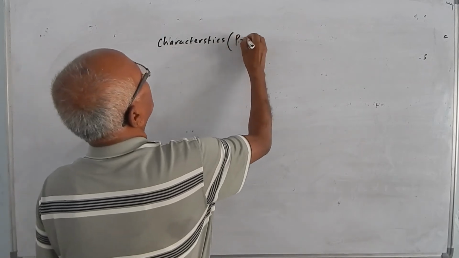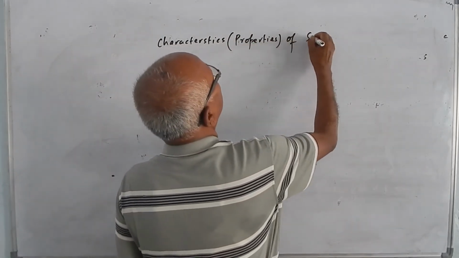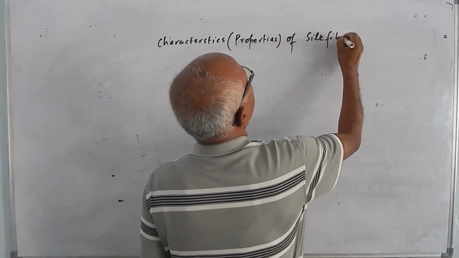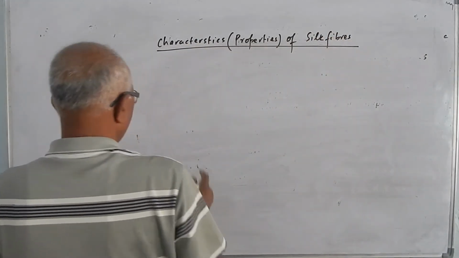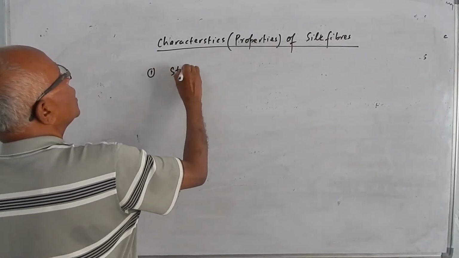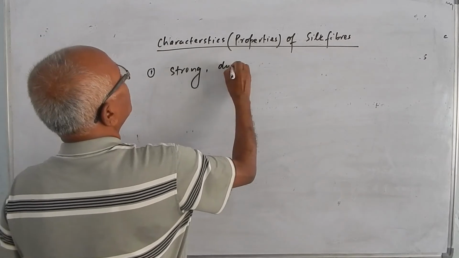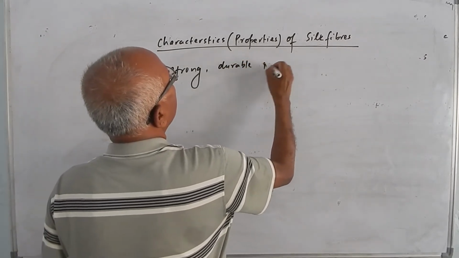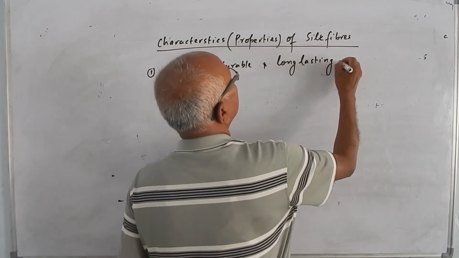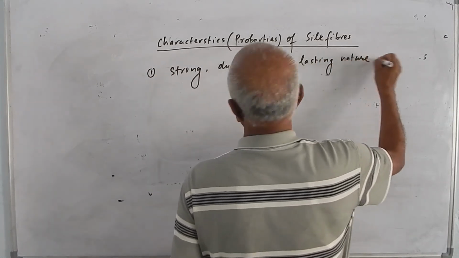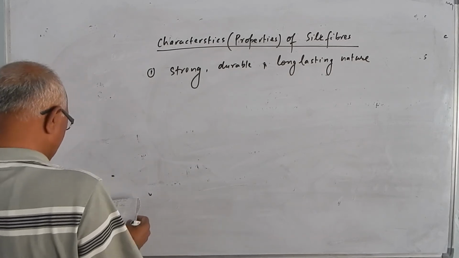Another thing, so what is the properties or characteristics of silk fibers? First, it is the strong, durable and long lasting nature. This fiber have the strong, durable and long lasting in nature.